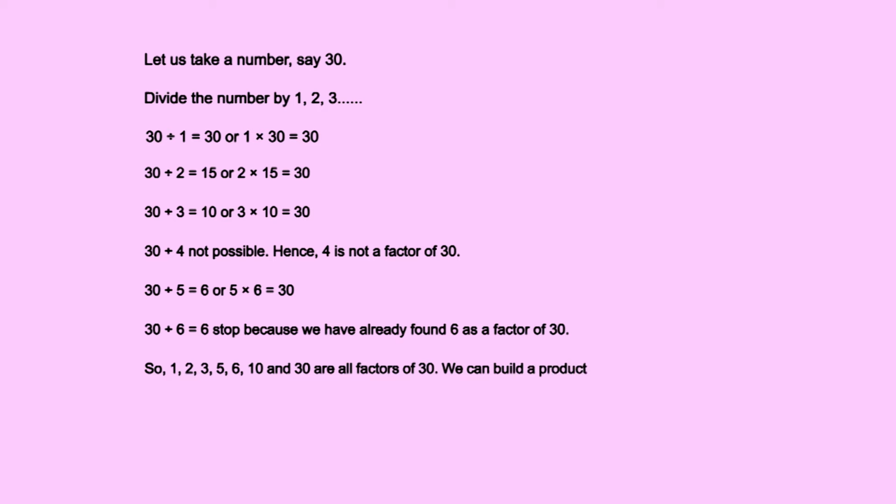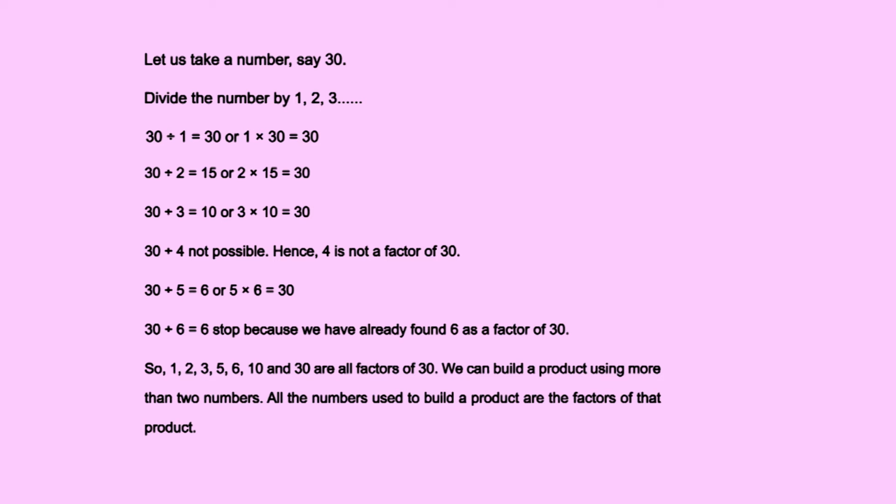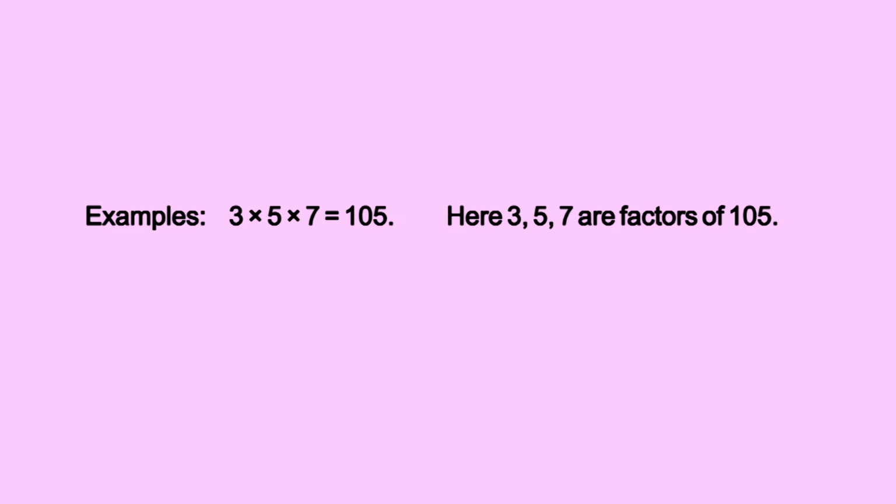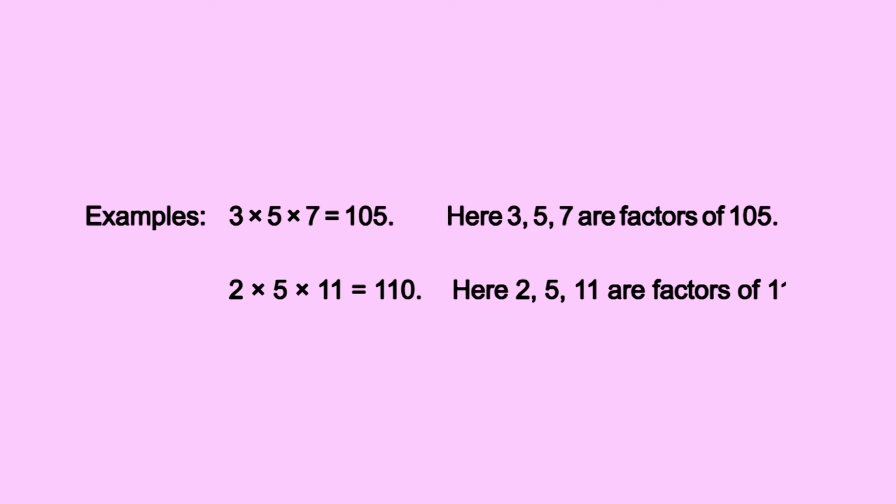We can build a product using more than 2 numbers. All the numbers used to build a product are the factors of that product. Examples: 3 into 5 into 7 is equal to 105. Here 3, 5, 7 are factors of 105. 2 into 5 into 11 is equal to 110. Here 2, 5, 11 are factors of 110.